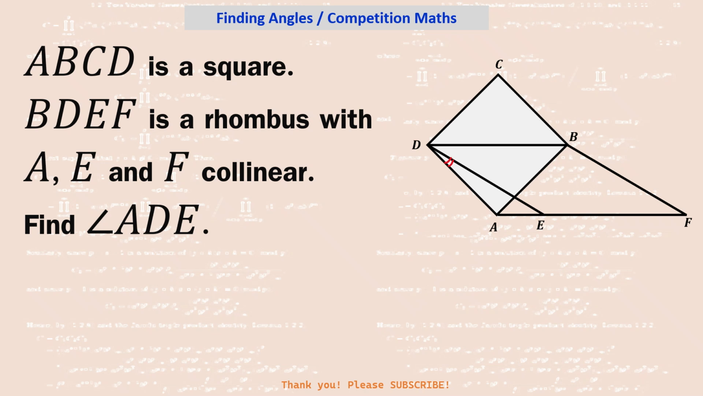ABCD is a square and BDEF is a rhombus with A, E and F collinear. So they're in a straight line, A, E and F, and we need to find angle ADE. So this is angle ADE, and we can start with marking all the right angles and also the 45 degrees. You see BD is the diagonal.